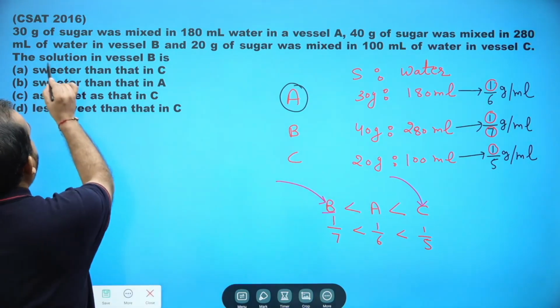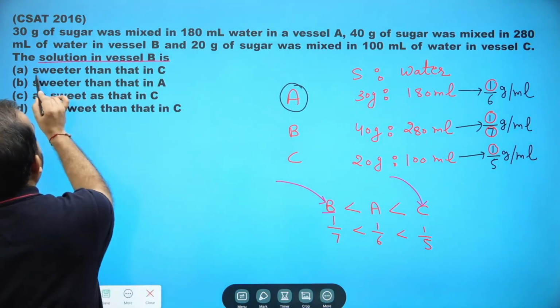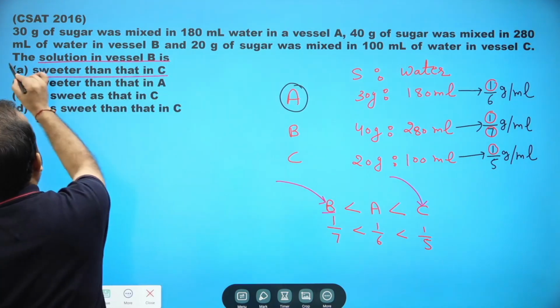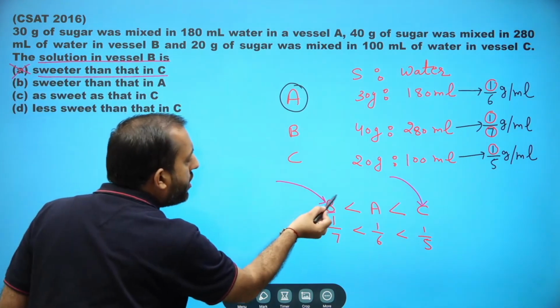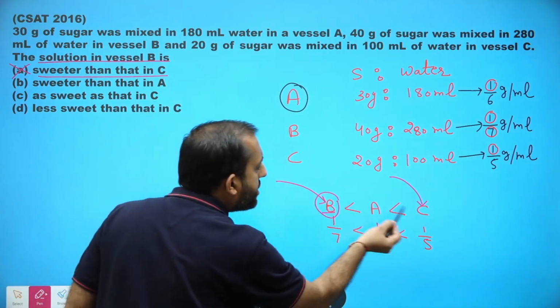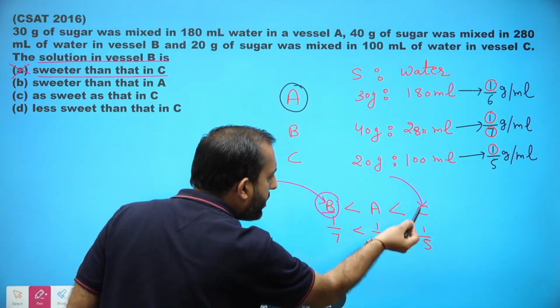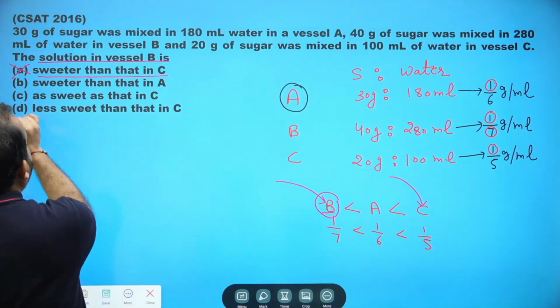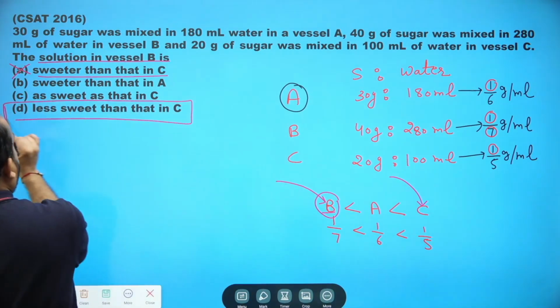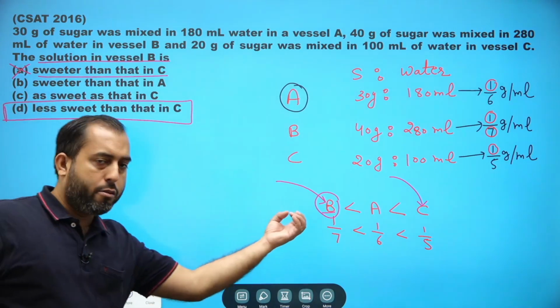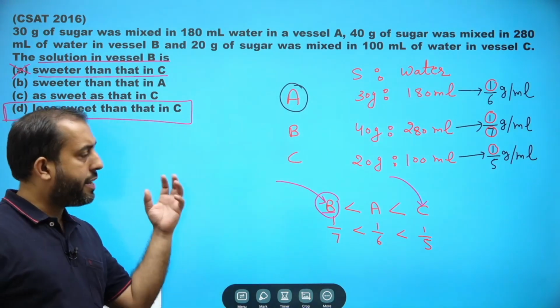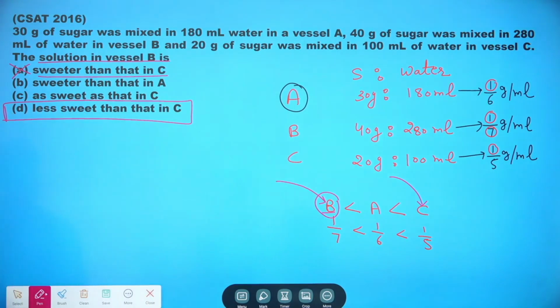So is the solution in vessel B sweeter than C? No. The solution in vessel B is less sweet. It is less sweet than C. So option D is the right choice here. Solution in B is less sweet than C. Kindly make a note of it. Okay, so let's move forward now.